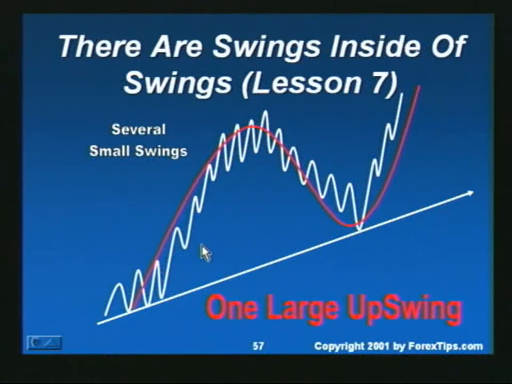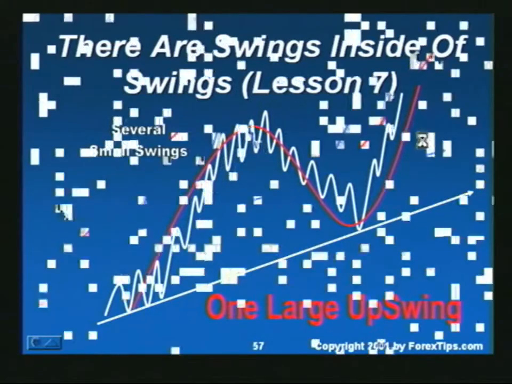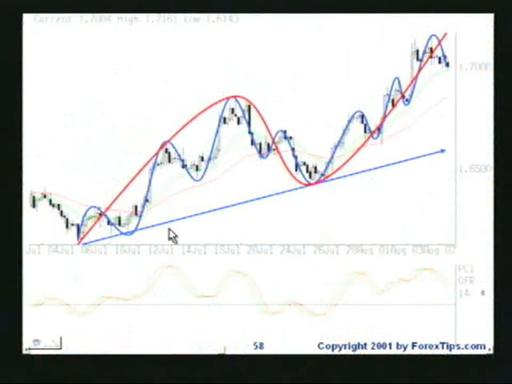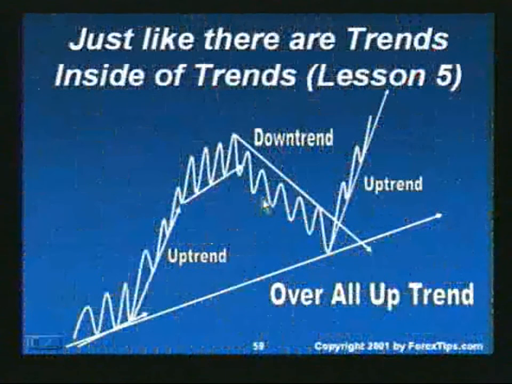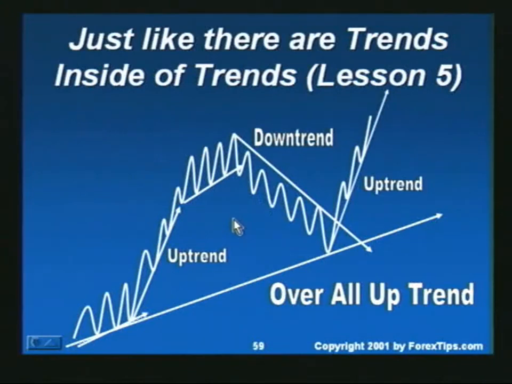Now, just as there are trends inside of trends, there are swings inside of swings. Look at how all these little swings create one big upswing. Look at all these little swings as the market moves, creates one big upswing, making this a large uptrend. You had an uptrend here, a downtrend here, then an uptrend here, but an overall uptrend. Swings inside of swings. Just like there's trends inside of trends, which is lesson 5.